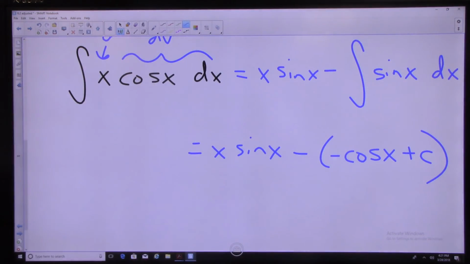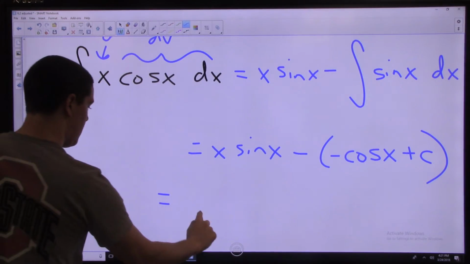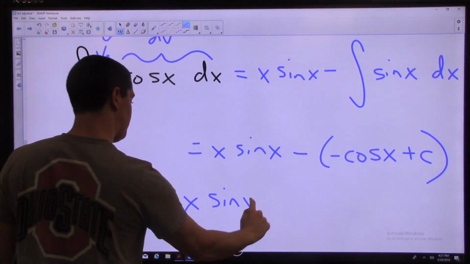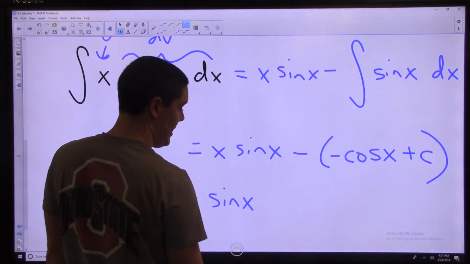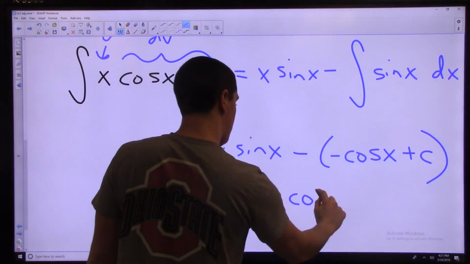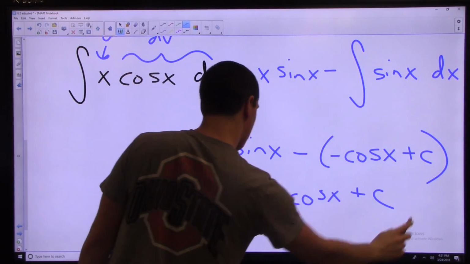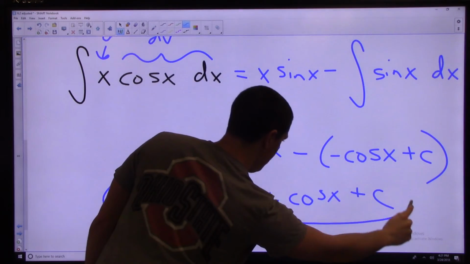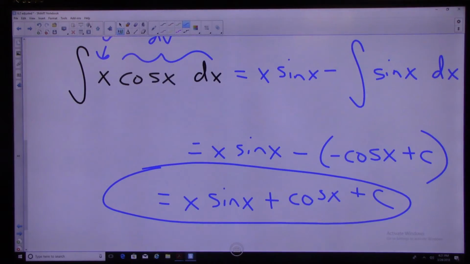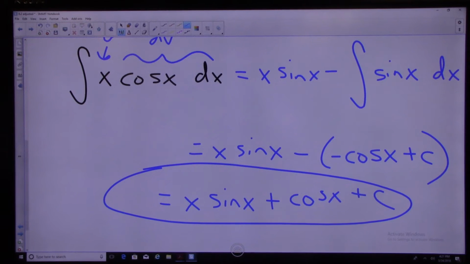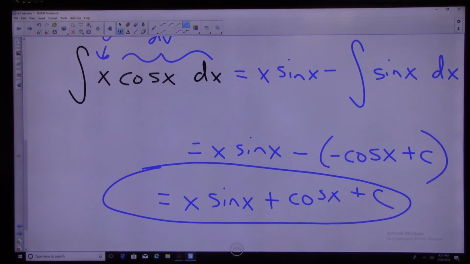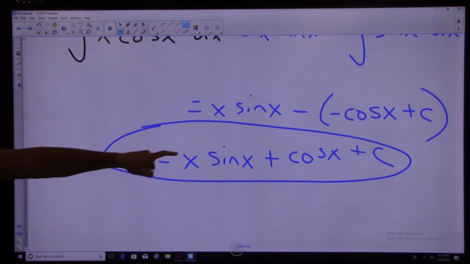Okay, so now we're almost done. It's going to be x times sine x minus the negative cosine, which is positive cosine, and then plus c. That right there is going to be our answer. That is the antiderivative of x times cosine x. So again, I'm not expecting this to be perfectly clear, but let me do one more thing here, and that is check the answer.